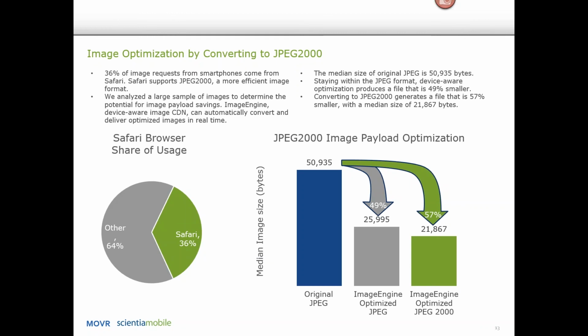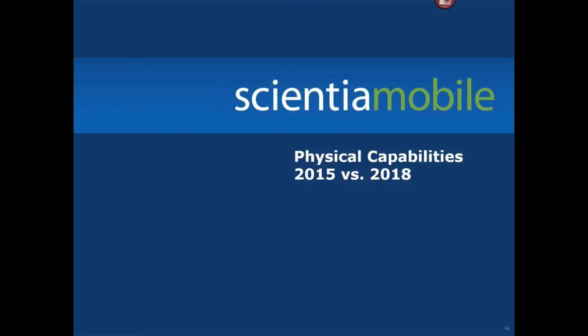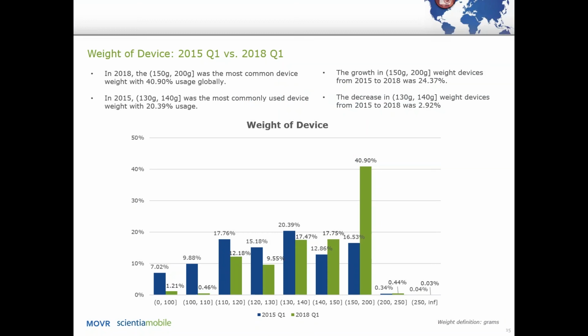Great. So let's move on to the physical capabilities. What we did is we have developed new device capabilities around the physical aspects of a phone. In this case, we're looking at the weight of the device in grams, and we looked at the trends of how devices have changed over the last 3 years. With MOVR, we've been doing this type of reporting for the last 3 years.